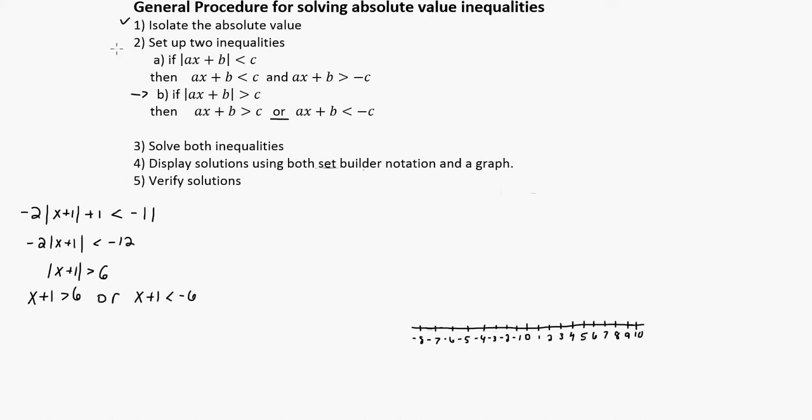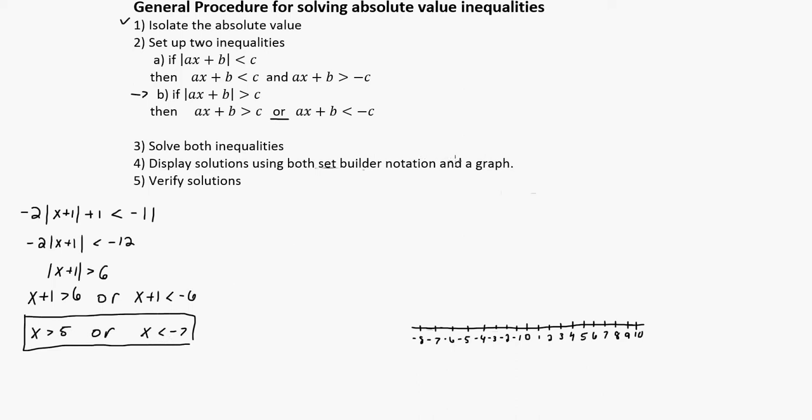So I finished step 2, setting up the two inequalities. Now we're solving both of these. So I subtract 1 on both sides: x is greater than 5, or subtract 1 on both sides, x is less than negative 7. Okay, and since this is an or statement and not an and, I can't write this as a compound inequality, so this satisfies everything I need for the set builder notation at this time.